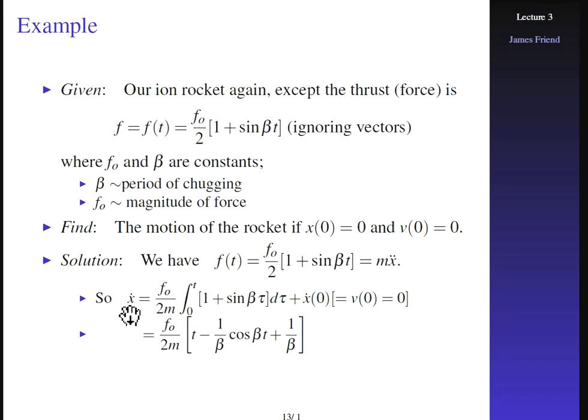And if we integrate a couple of times, we get first the velocity is equal to F0 over 2m times the integral of 1 plus sine beta tau, notice we're using a dummy variable here, d tau, plus x0. And this is our constant, like our C1. We know that's going to be equal to 0 because it's starting out at rest. And if we do this integration, we get F0 divided by 2m times t minus 1 divided by beta cosine beta t, plus 1 over beta. This 1 over beta term appears as a consequence of that 0. It starts out at 0, doesn't it? Time equals 0.